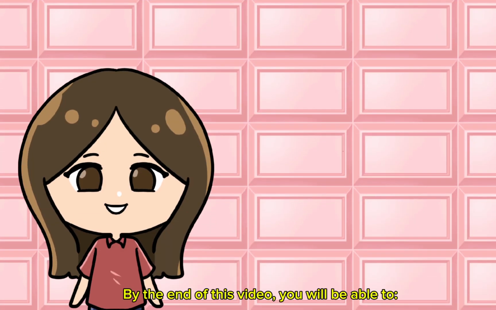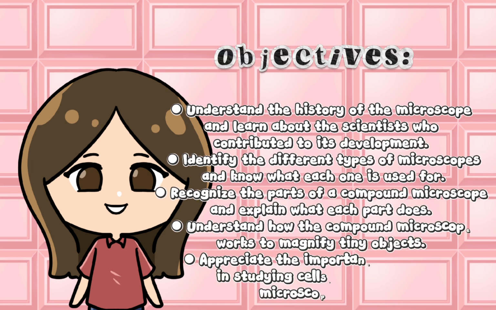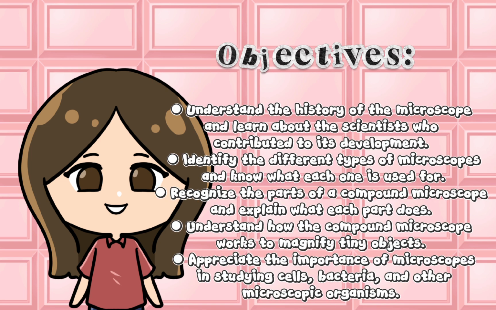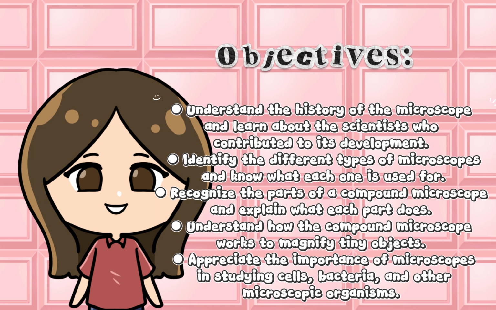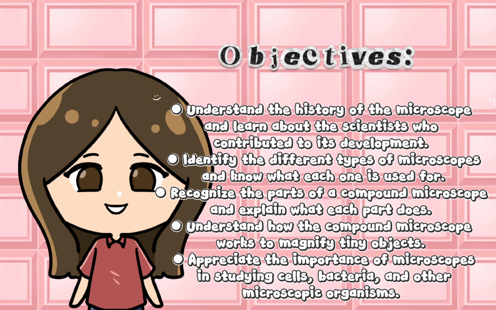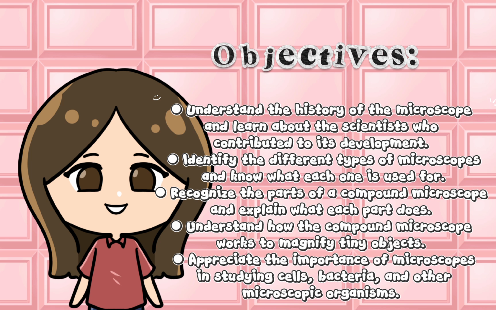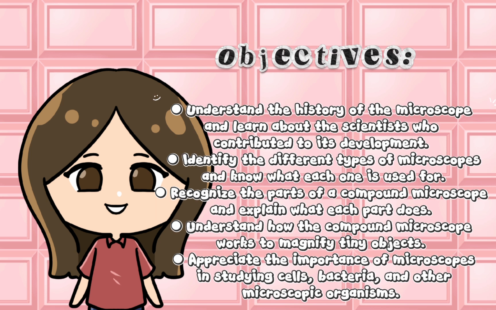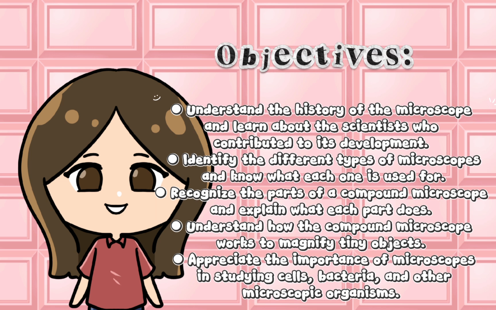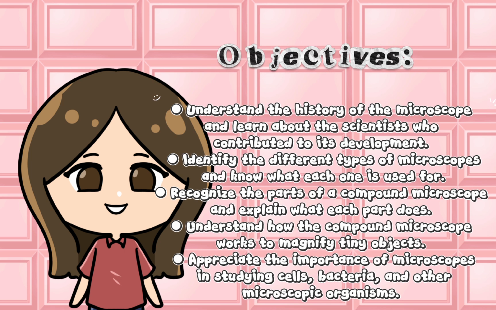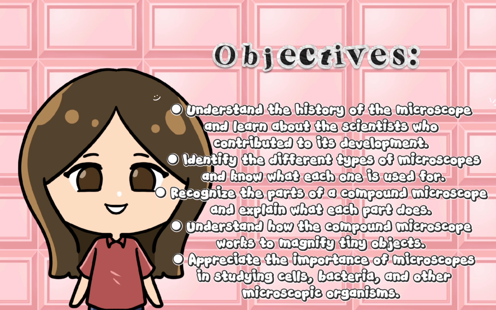By the end of this video, you will be able to understand the history of the microscope and learn about the scientists who contributed to its development. Identify the different types of microscopes and know what each one is used for. Recognize the parts of a compound microscope and explain what each part does. Understand how the compound microscope works to magnify tiny objects. And appreciate the importance of microscopes in studying cells, bacteria, and other microscopic organisms.